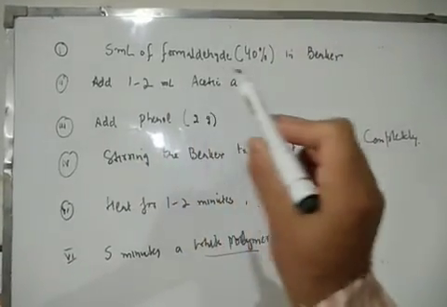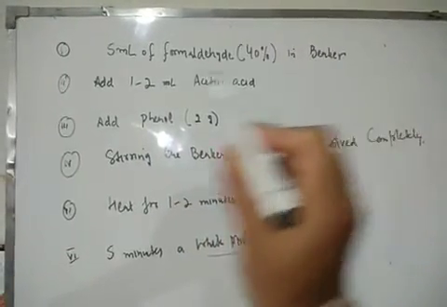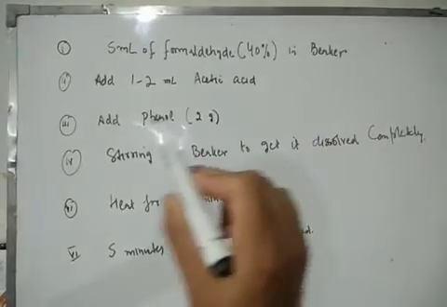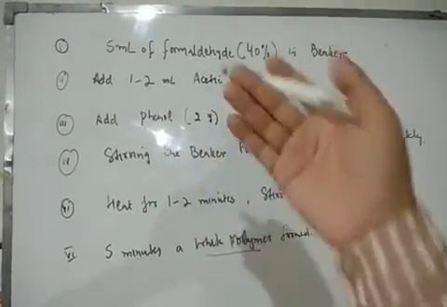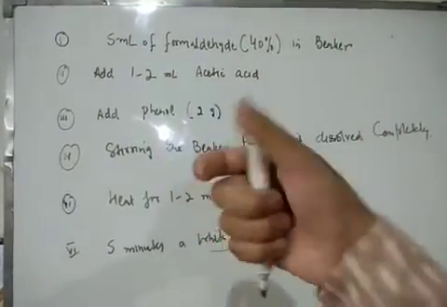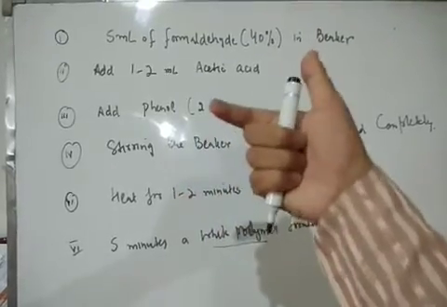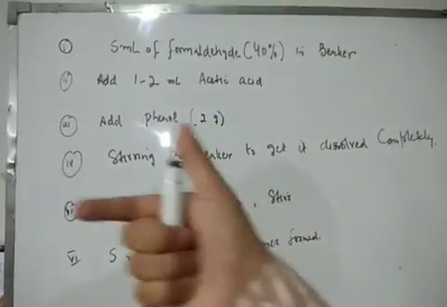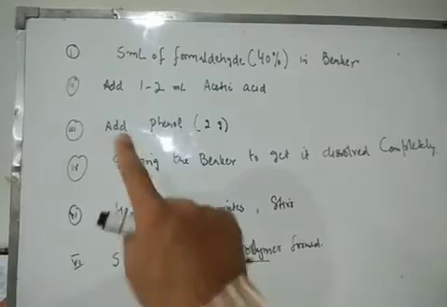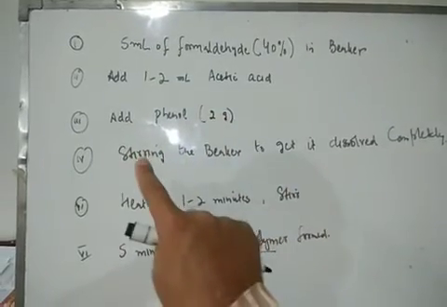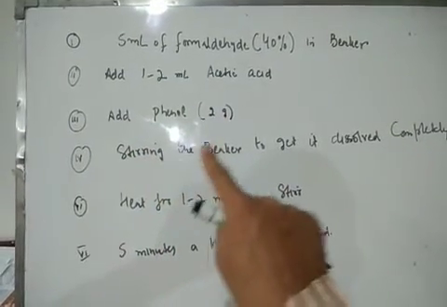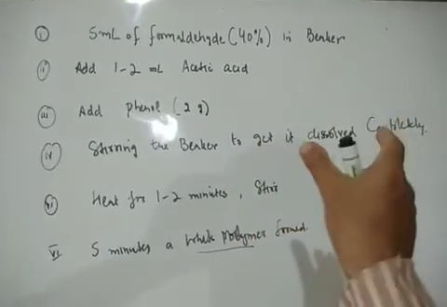Take 5 ml of formaldehyde, around 40%, in a beaker, add 1 to 2 ml of glacial acetic acid. All chemicals are available in the lab. You can see this whole practical; we have already uploaded this video also. It's the practical part in the lab. Add 2 grams of phenol.